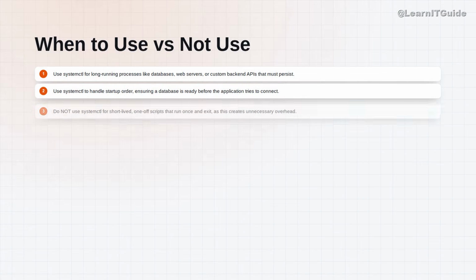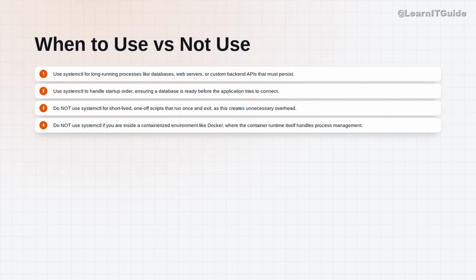So when should you use this? Use Systemctl for any process that needs to stay running permanently, like your web server or database. It is also excellent for handling complex startup dependencies. However, do not use it for quick, one-off scripts that run for a second and exit, that is just bloat. And most importantly, if you are working with Docker, let the container handle the process. Trying to force systemd inside a container is a common architectural mistake. Use these criteria to decide if this tool is right for your situation.